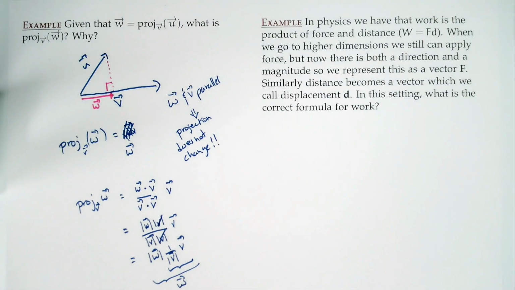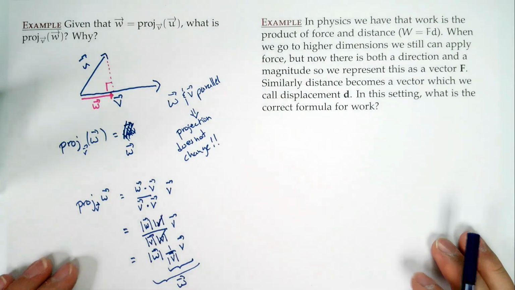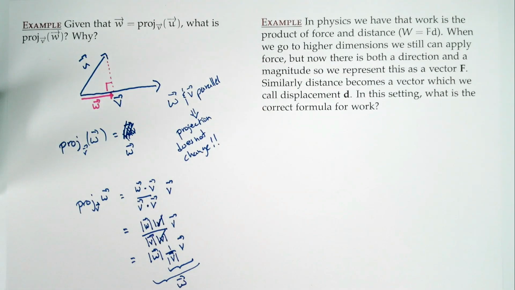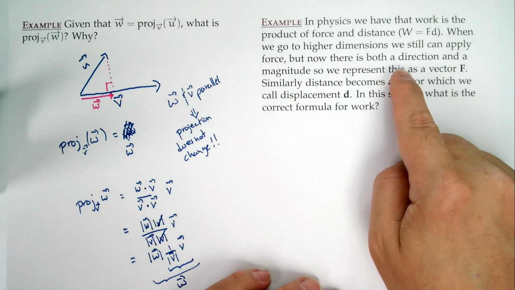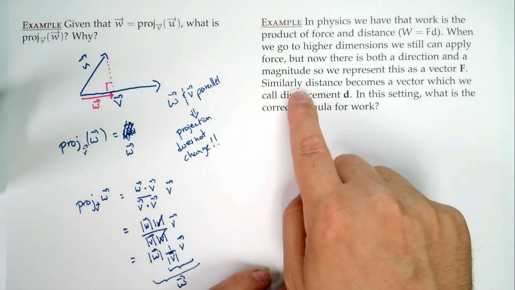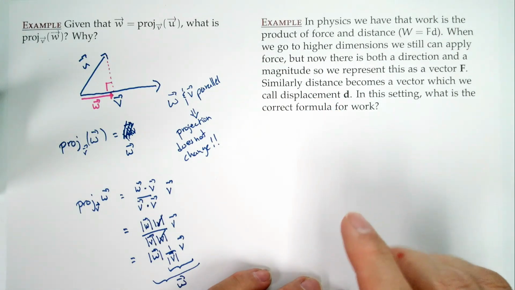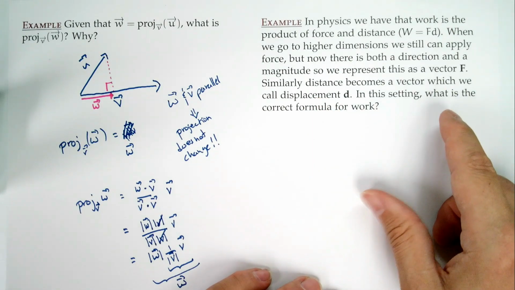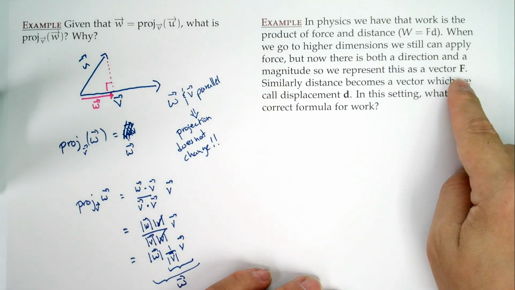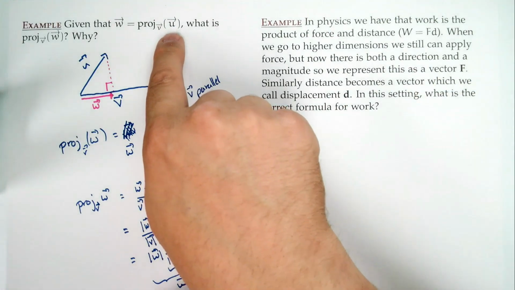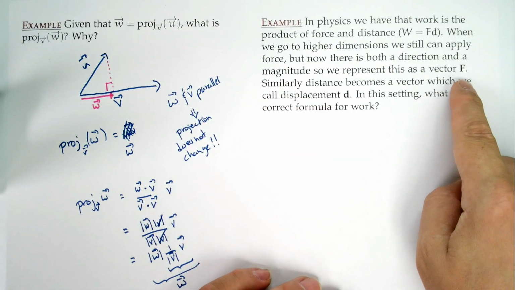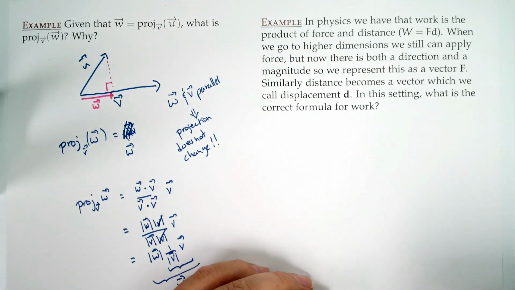Now, the next little piece. In physics, we have that work is the product of force and distance. So work equals force times distance. Now, when we go to higher dimensions, we can still talk about force, but there's a direction of force and a magnitude of force. So force is not a number, it's going to be a vector. Notice it's a bold F. Sometimes you use an arrow to represent a vector, sometimes a bold F, and sometimes you just forget, but you say it's a vector.